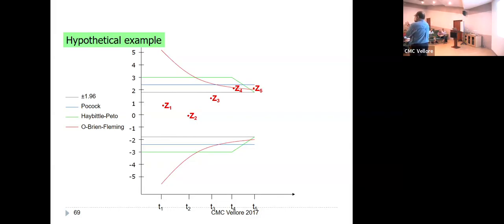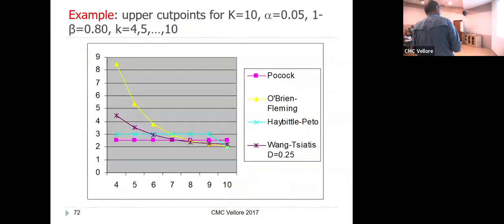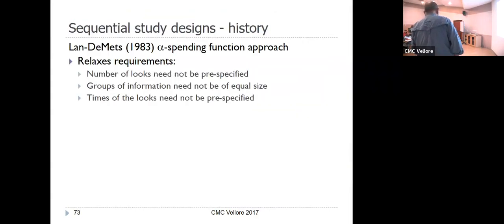No, I don't care if you pre-specify or not. I want to see it. This is for the safety of the people that we're doing this for. So to take into account that people will not stick to the exact plan, this is what they look like. In 1983, 4 years later from O'Brien-Fleming, comes out Lan and DeMets.